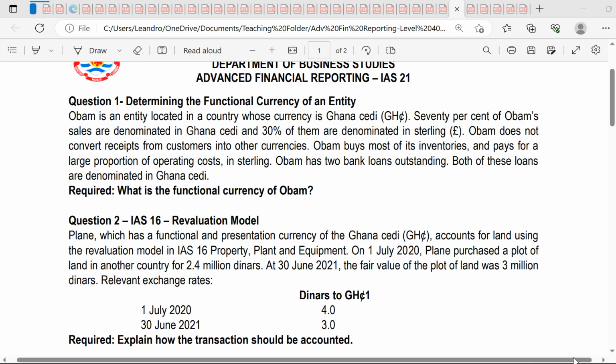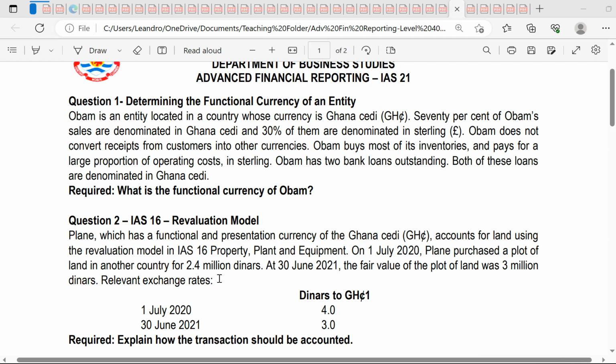However, if it is non-monetary, but the non-monetary item is fair valued or revalued, then on the date the revaluation is done, there is likely to be a different rate. So in that case, we have to determine the exchange gain or loss. And that's what question 2 is about.